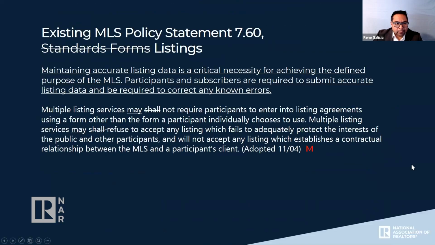Okay. Next section. This is a change to existing MLS policy statement 7.60. Maintaining accurate listing data is a critical necessity for achieving the defined purpose of the MLS. Participants and subscribers are required to submit accurate listing data and be required to correct any known errors. So this is the companion to the model MLS rule that we touched on earlier.